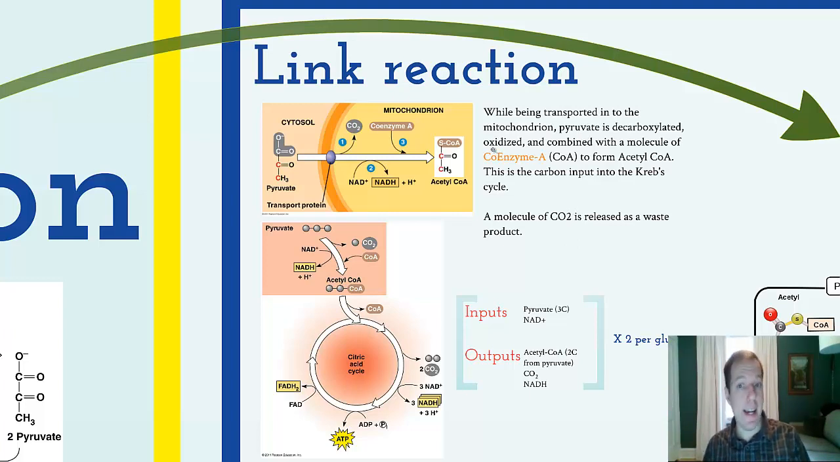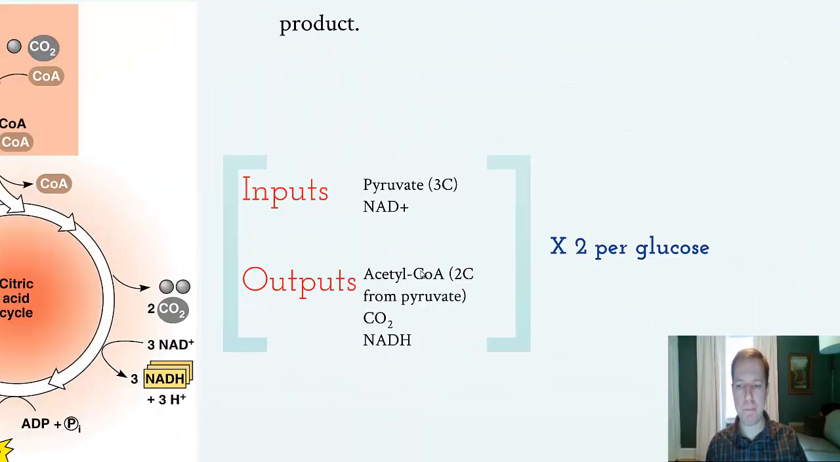Pyruvate is also going to be oxidized again. So you can see here at part 2, NAD+ is going to be reduced into NADH because electrons are being taken from that pyruvate. And then what's left over from the pyruvate after carbon dioxide and the electrons are removed is going to merge together with a very large molecule called coenzyme A, or CoA for short, to form a molecule called acetyl-CoA. So that acetyl-CoA is then going to be the molecule which will enter into the next stage of the process of respiration.